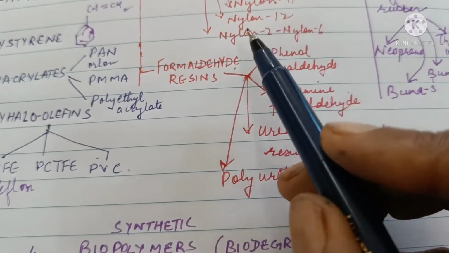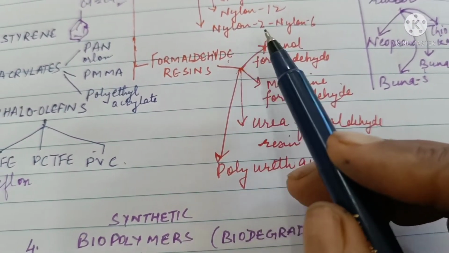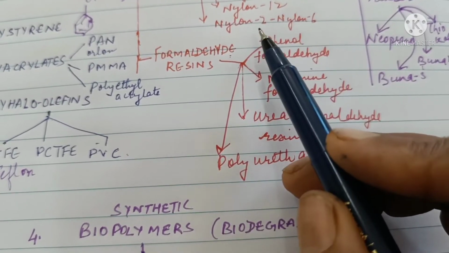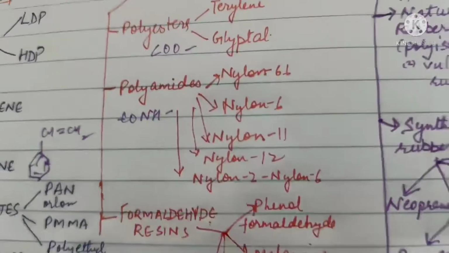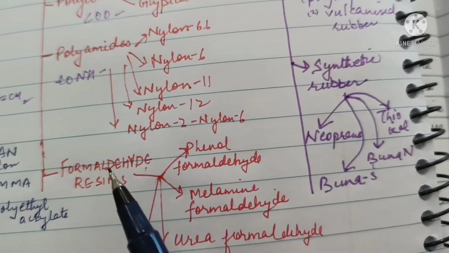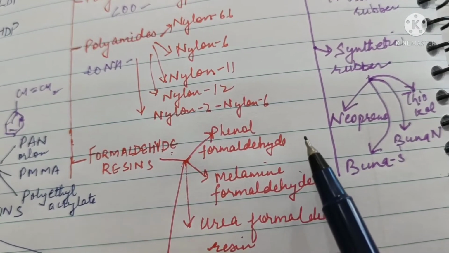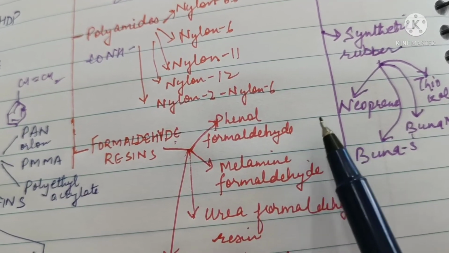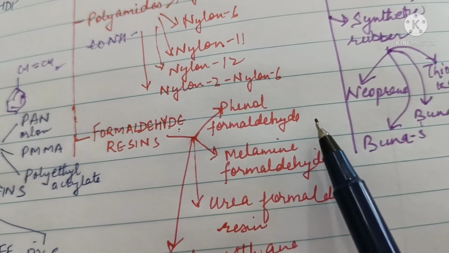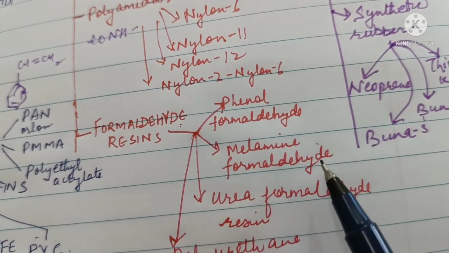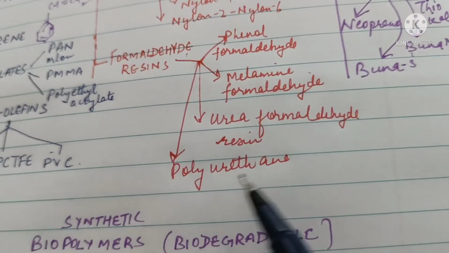Nylon 11, then nylon 12 having a monomer of 12 carbon atoms, and nylon 2, nylon 6, a copolymer having two monomers, one having 2 carbon atoms, other 6. Then third type of condensation polymers were formaldehyde resins. These were further of 3 types: phenol formaldehyde, which is also known as Novolac when it combines linearly to form a polymer, and Bakelite when it combines in a 3-dimensional network form. We had melamine formaldehyde, and we had urea formaldehyde resins and polyurethane.